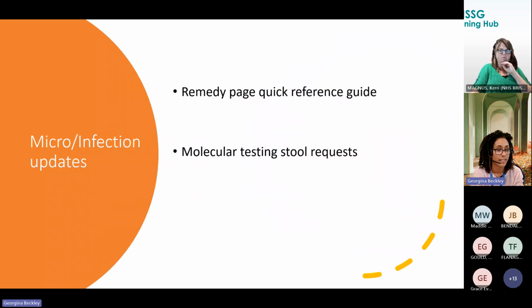So again, just hijacking the talk a little bit to promote the Remedy pages. So we've tried, with the Remedy team, to update the infection or microbiology pages. We brought microbiology and ID together on those pages and put some useful updates on things like the new mpox clade. I've also put a Remedy quick reference test guide, which should hopefully provide a visual summary of what swab goes for what bug or what test that you're looking for.